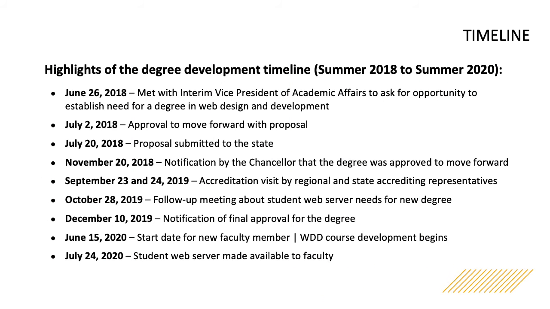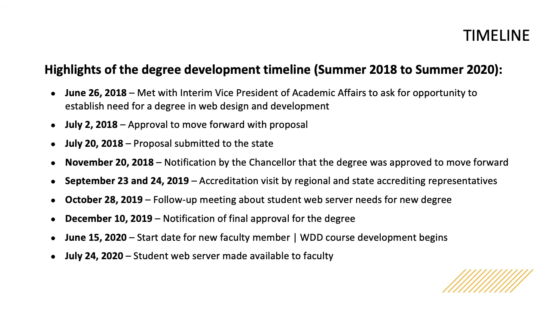We wanted to share some highlights from the degree development timeline. When we look back at the process, it has been a lot of hurry up and wait. From the initial approach to administration in late June of 2018 and approval to move forward in early July, to a proposal submitted to the state less than a month later on July 20th, public commenting and public testimony in August, then a wait until November 2018 when we received notice from the Chancellor that the degree was approved to move on to the accreditation process.